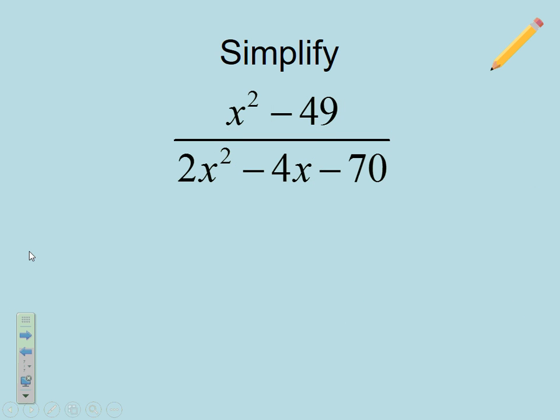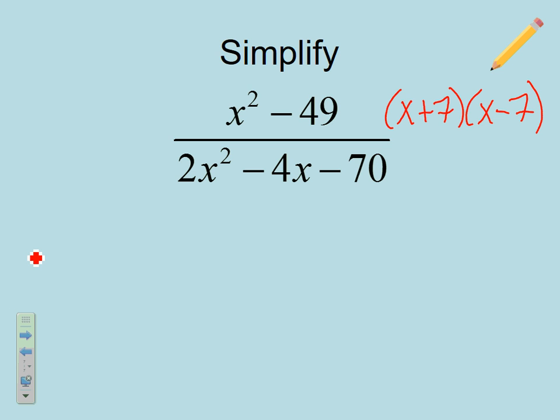Here we go. Now, first thing, factor. We have to check, see what we can factor. On the top, I have an x squared minus 49. X squared and 49 are both perfect squares, and I have subtraction, so I'm going to use my difference of squares. So I have an x plus 7 and an x minus 7. So that one's taken care of.